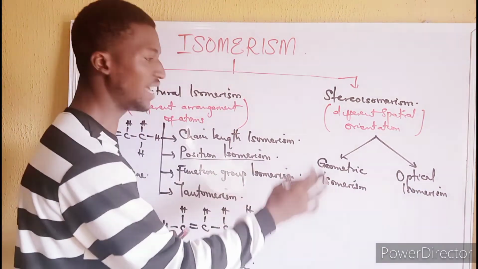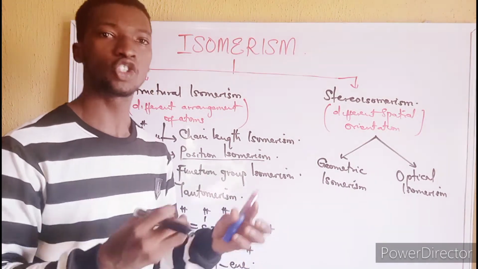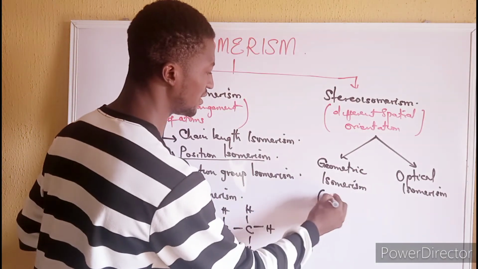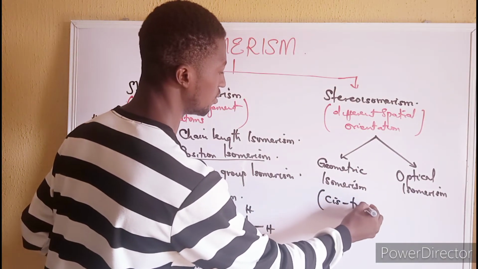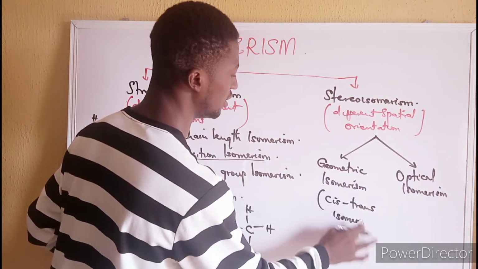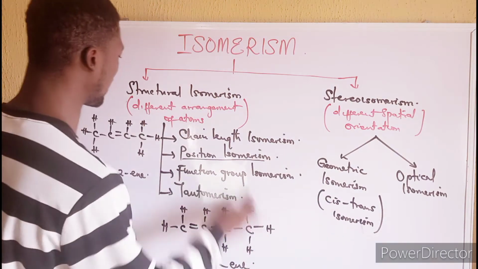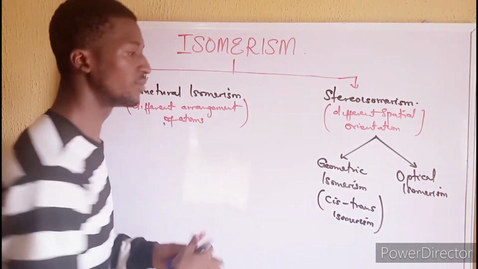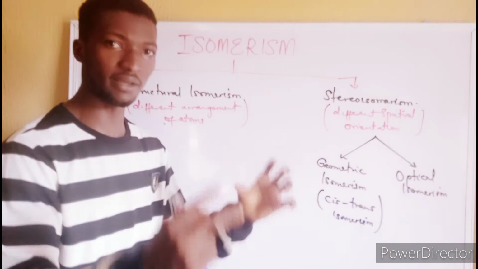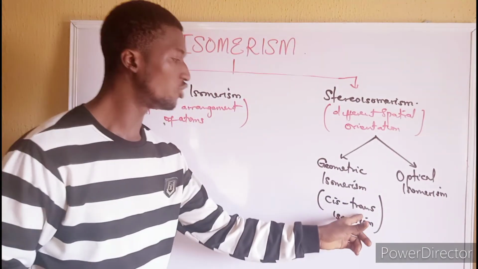Now, in the case of geometric isomerism, it is usually due to alternation or correspondence of substituents around a double bond. I also call this one cis-trans isomerism. Let's quickly take an example of this. If it is cis, it means that the arrangement of those substituents is on the same side. We call it cis. But if it's on alternate sides, we call it trans isomerism.